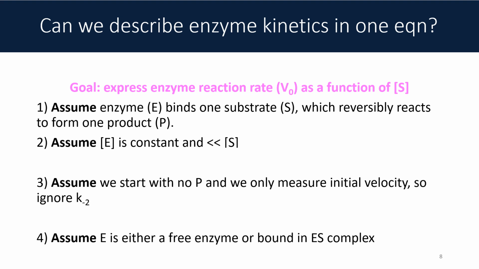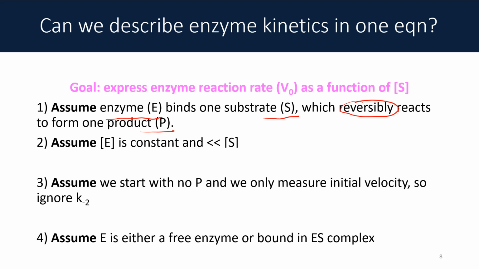Our first two assumptions are simple. First, assume one enzyme binds one substrate, and it will convert it into one product reversibly. 1E binds 1S to reversibly form 1P. Yes, I know some enzymes may combine two substrates together into one product, or take one substrate and break it into many products. Forget about them, all right?